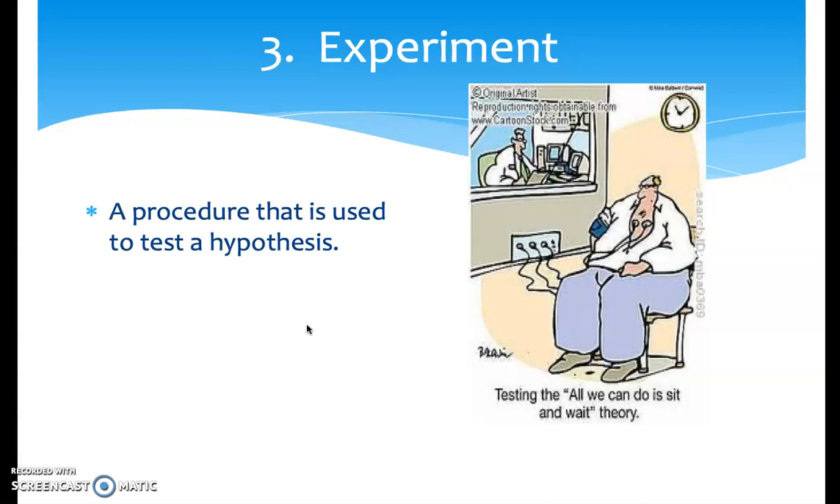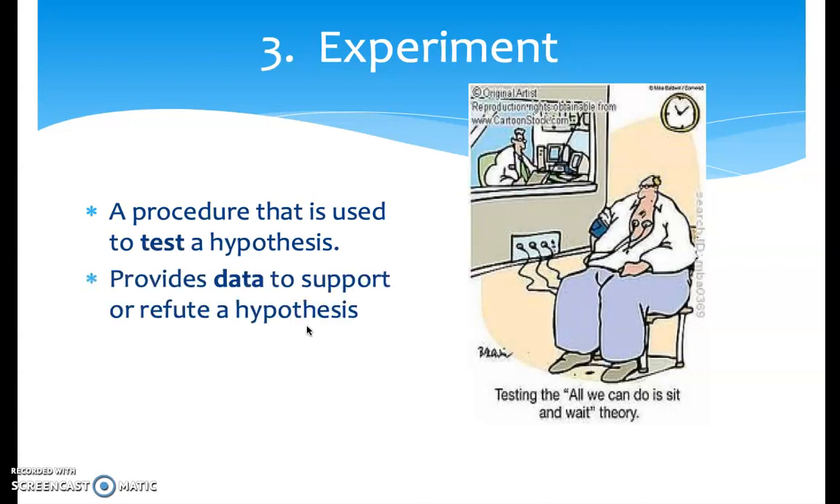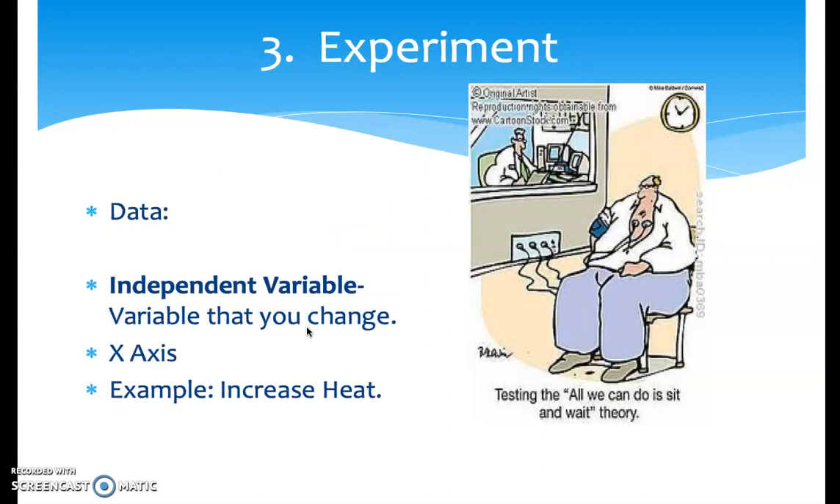An experiment is a procedure that is used to test a hypothesis. It provides data to support or refute a hypothesis. Now the data has 2 parts. One is an independent variable, which is a variable that you change. It will also be plotted on an x-axis. For example, if you're going to increase the heat, as you increase the heat of something, what happens to the volume? Well, we all know when you heat things up, there's a volume change.